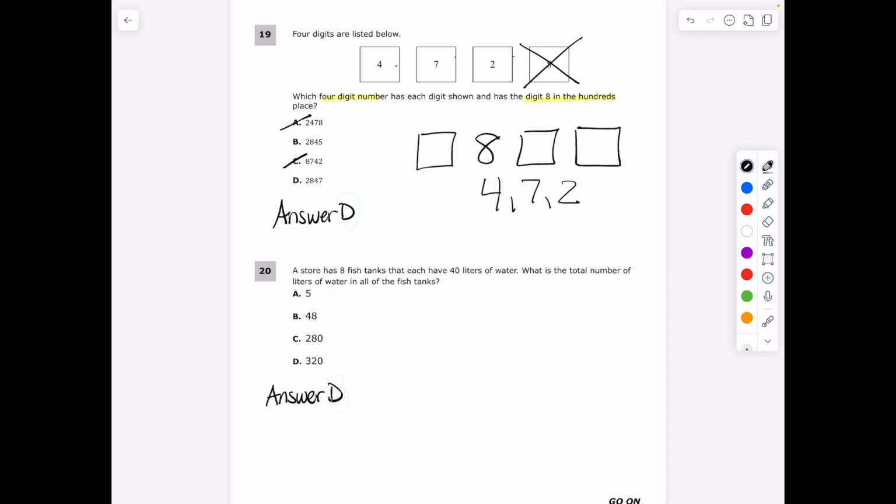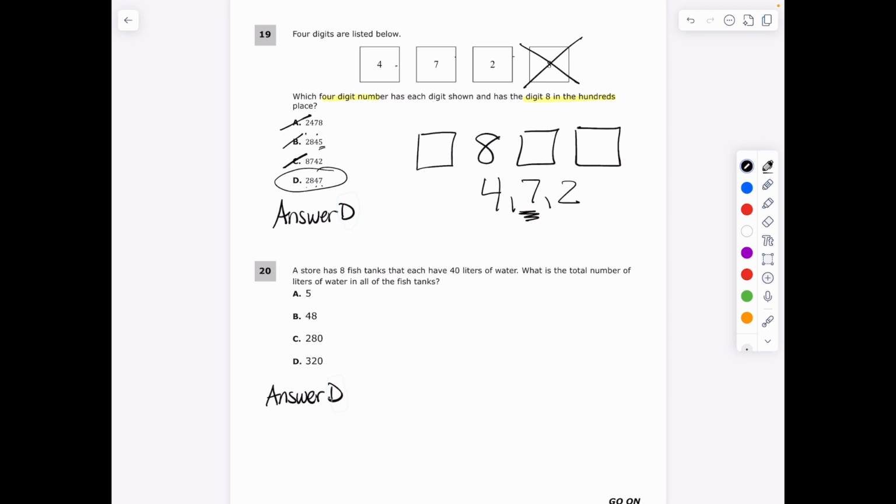I know a lot of kids just saw B and were like, well, there's an 8 in the hundredths place, I can keep it moving. However, I have a 4 in that number and I have a 2, but where's that 7? That's what makes B wrong, that there's a 5 here. It didn't use all 3 of these numbers. So if you just look for the 8 in the hundreds place, that's where you made an error. For D, you have the 8 in the hundreds place, and you have the 2, the 4, and the 7. So this was just checking about how closely we pay attention.